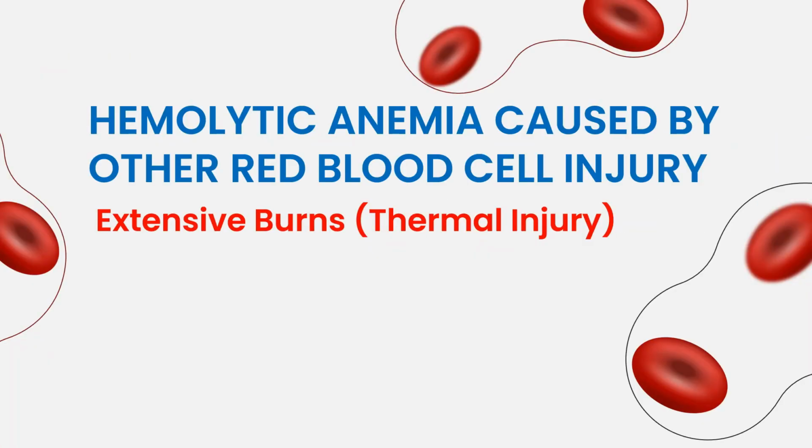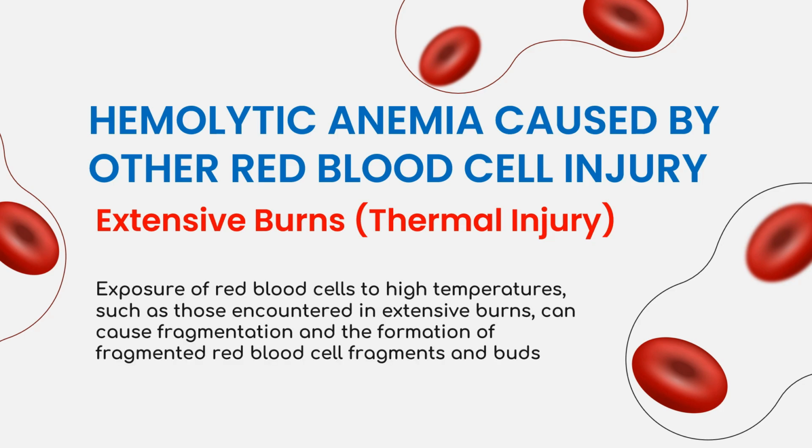In our exploration of hemolytic anemia, we now delve into an intriguing connection between extensive burns and the disruption of red blood cells. Thermal injuries, particularly extensive burns, can lead to acute hemolytic anemia due to the injury inflicted upon red blood cells. When normal red blood cells are exposed to temperatures of around 49 degrees Celsius, or 120 degrees Fahrenheit, in laboratory conditions, they undergo a process known as fragmentation. This causes the cells to break apart into fragments and buds. Similarly, patients with extensive burns may experience acute hemolytic anemia as a result of red blood cell injury.